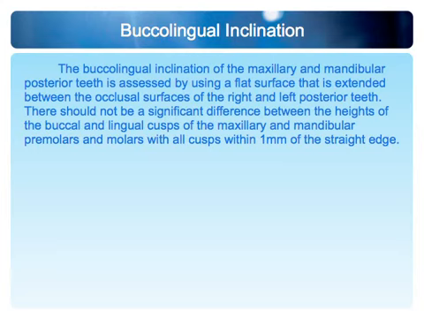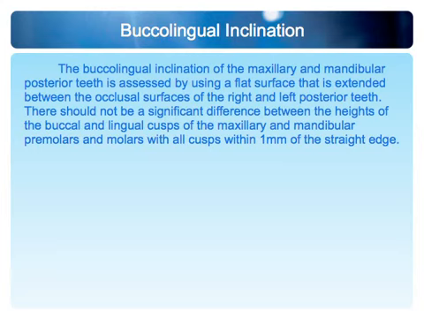So I'm going to read this, and then I'm going to put it in photographic view so you can understand it completely. The buccolingual inclination of the maxillary and mandibular posterior teeth. See, it says posterior. The buccolingual inclination of the maxillary and mandibular posterior teeth is assessed by using a flat surface that is extended between the occlusal surfaces of the right and left posterior teeth. There should not be a significant difference between the heights of the buccal and lingual cusps of the maxillary and mandibular premolars and molars, with all cusps within 1 mm of the straight edge.